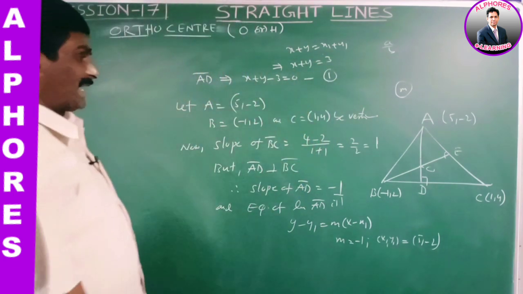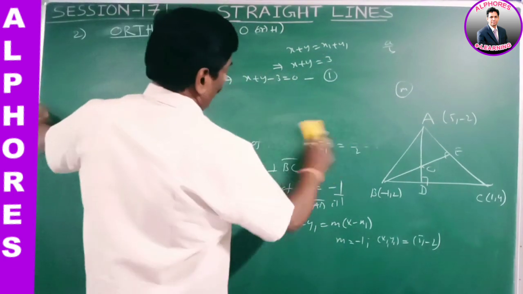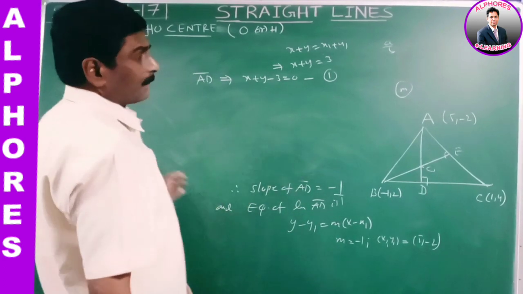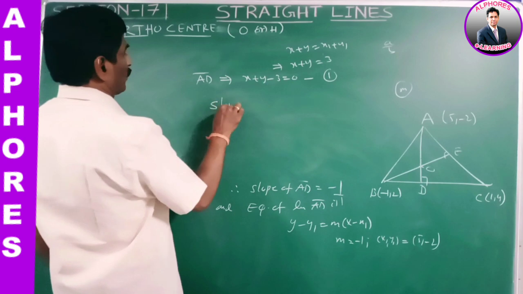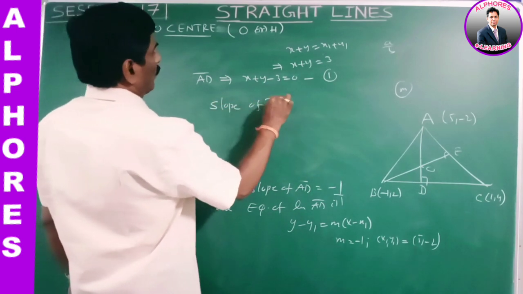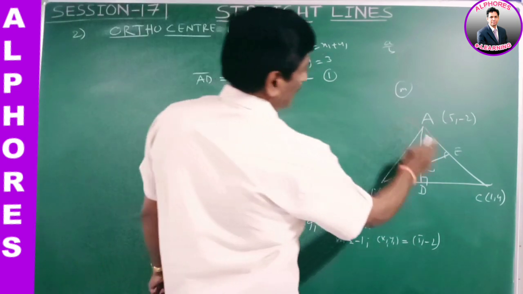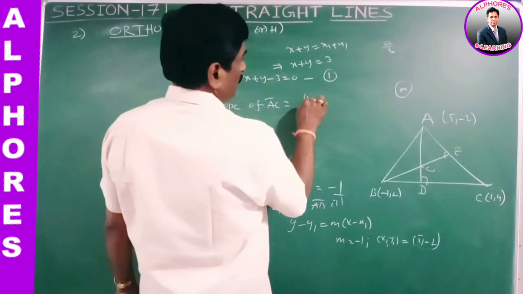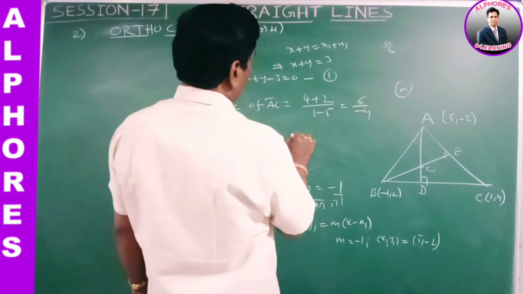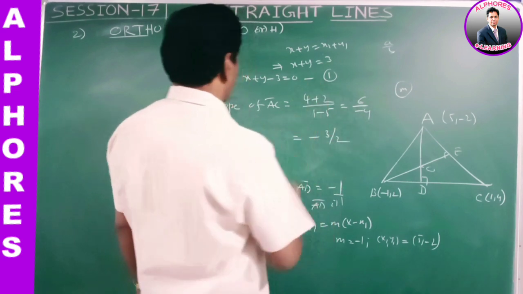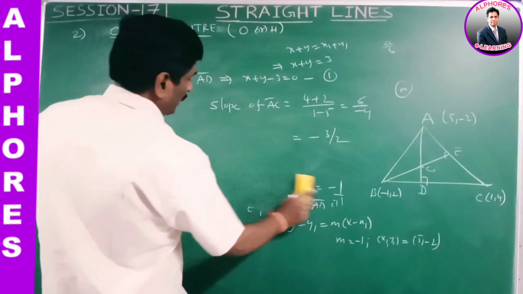Next, we find the equation of BE, in the same way. BE is always perpendicular to AC. So we need the slope of AC. What is the slope of AC? AC slope is y2 minus y1 over x2 minus x1, which means 4 plus 2 by 1 minus 5, that is equal to 6 by minus 4. What is the value? Minus 3 by 2. AC slope is minus 3 by 2.